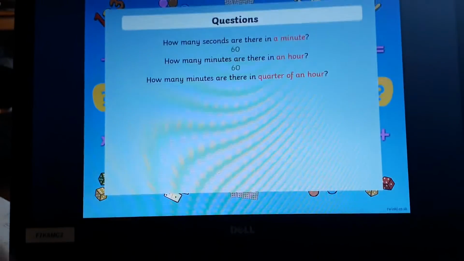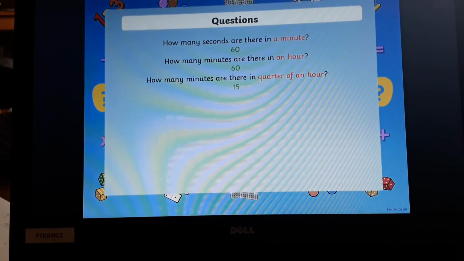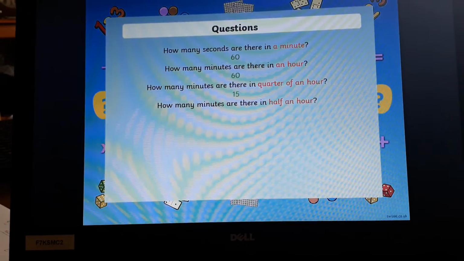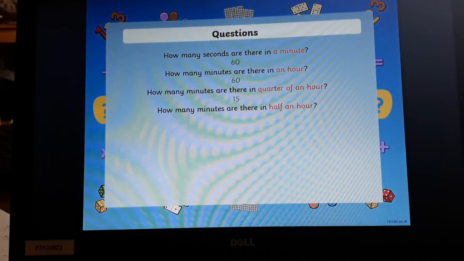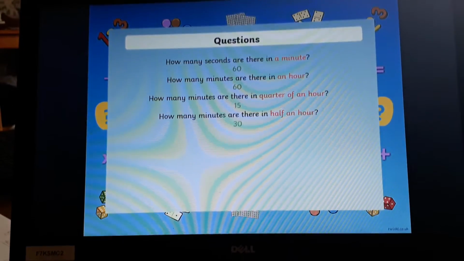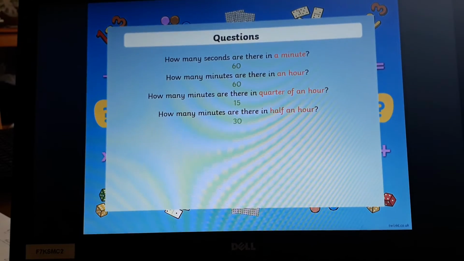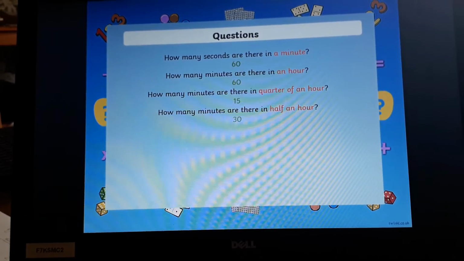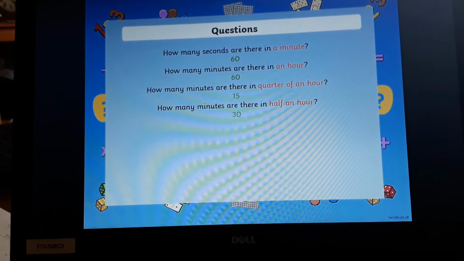Right, this is where it gets a bit trickier. So you should have put 15. How many minutes are there in half an hour? So that should have been 30 minutes in half an hour. Don't worry if you don't know all these. This is why we're doing lots on time over the next couple of weeks.